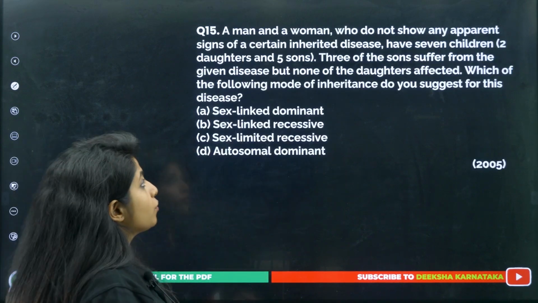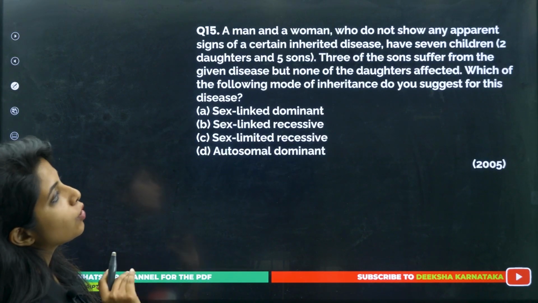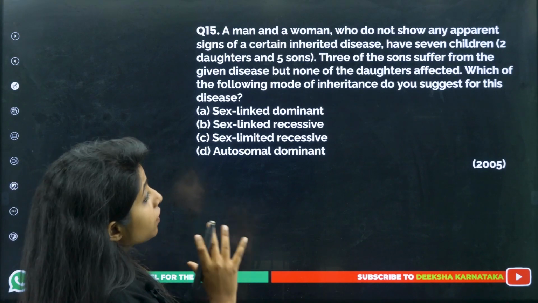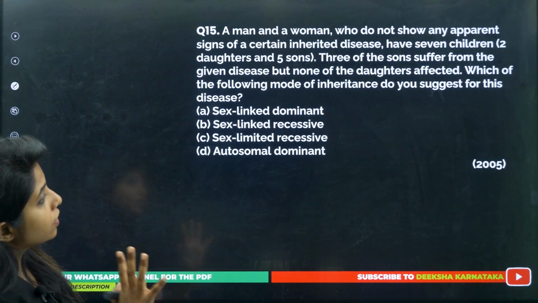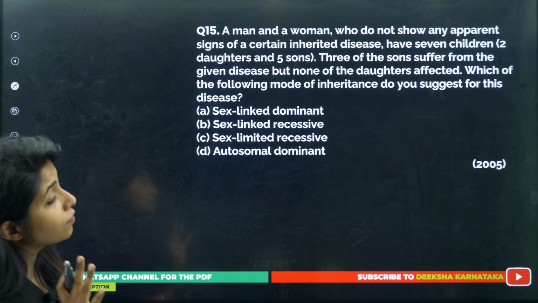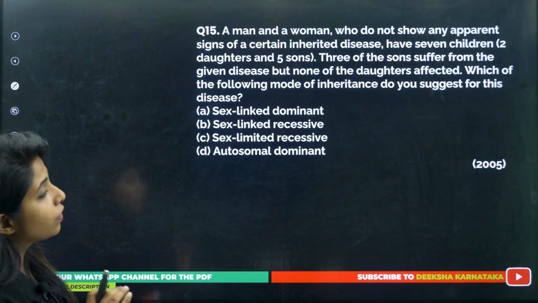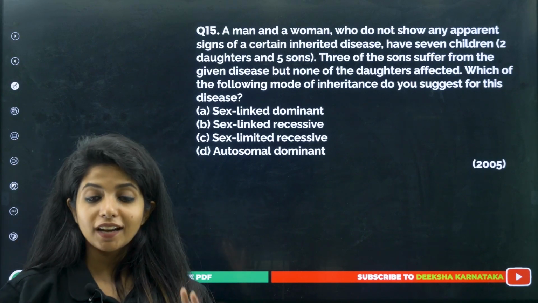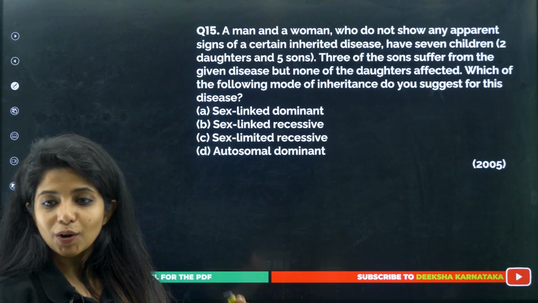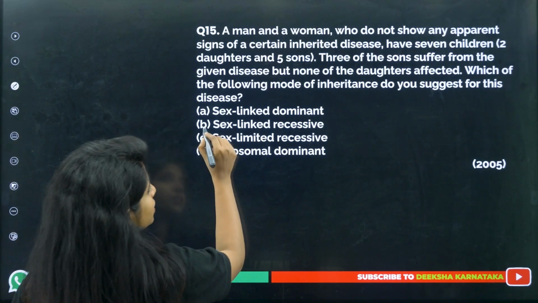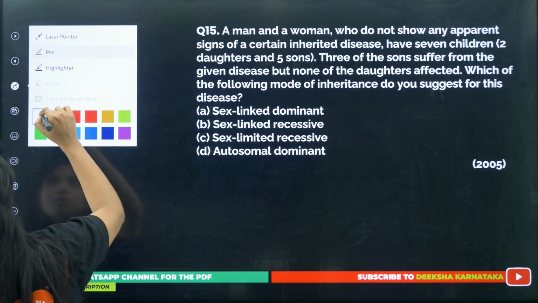2004 question. Now the 15th question: a man and a woman who do not show any apparent signs of a certain inherited disease have 7 children, 2 daughters and 5 sons. 3 of the sons suffer from the given disease, but none of the daughters are affected. Which mode of inheritance do you suggest for this particular disease? Whenever you see that sons are basically affected and daughters are not showing the character, probably you're talking about sex-linked recessive diseases.